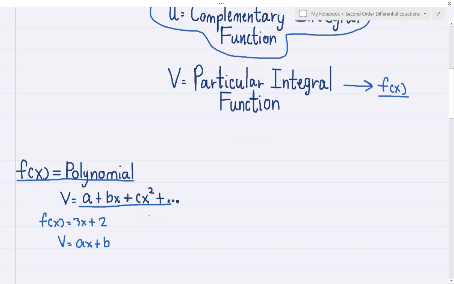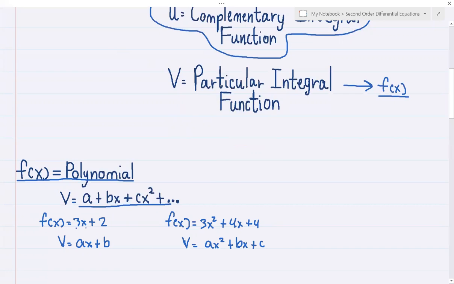All right. So do you guys understand what I am doing here? If not, let me give you another example. Let's just say I have function f of x is equal to 3x squared plus 4x plus 4. So what would be my v here? My v here would be ax squared plus bx plus c. So what did you notice here? Okay. As you can see, I'm just copying the terms, but I interchange the numbers into letters.